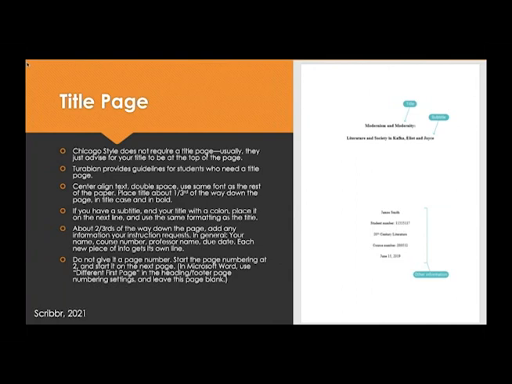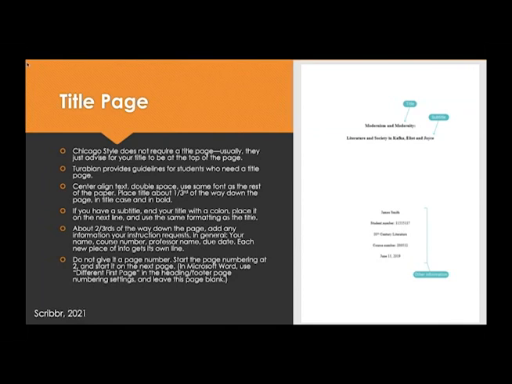Center align your text, double space everything, and use the same font that you will use throughout the rest of your paper. Your title should be placed about 1/3 of the way down the page, as depicted on the right. Your title should also be in title case and in bold. If you have a subtitle, this will go after the title. Just end your title with a colon, then place the subtitle on the next line, and use the same formatting as the title. Bold, title case, and consistent font with the rest of the paper.